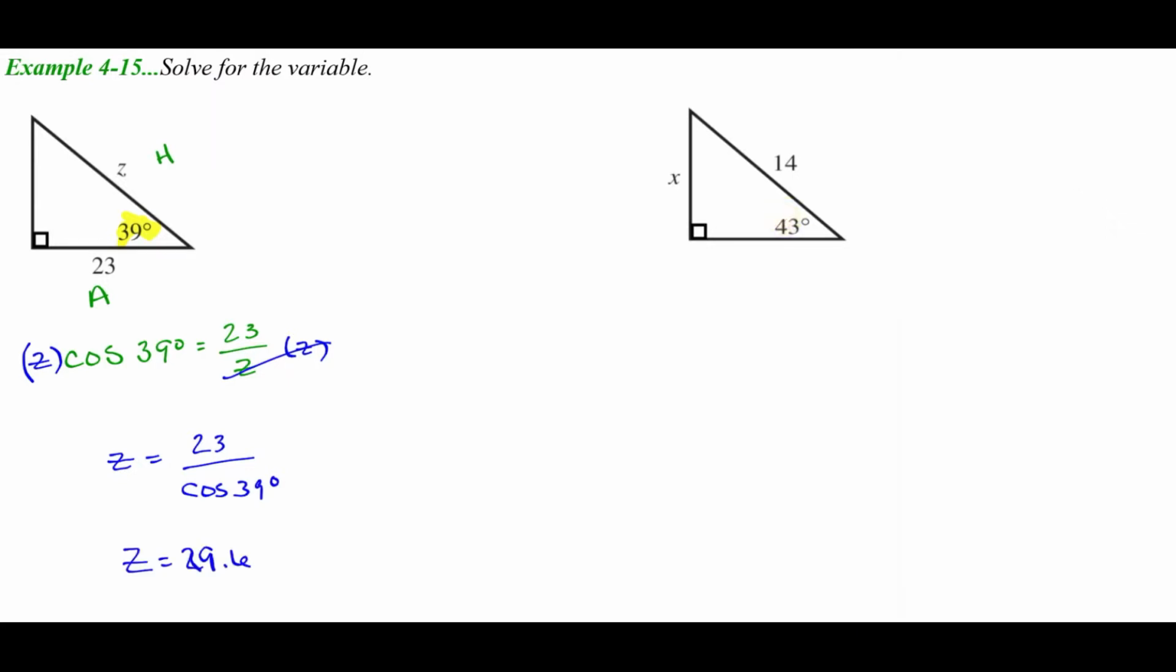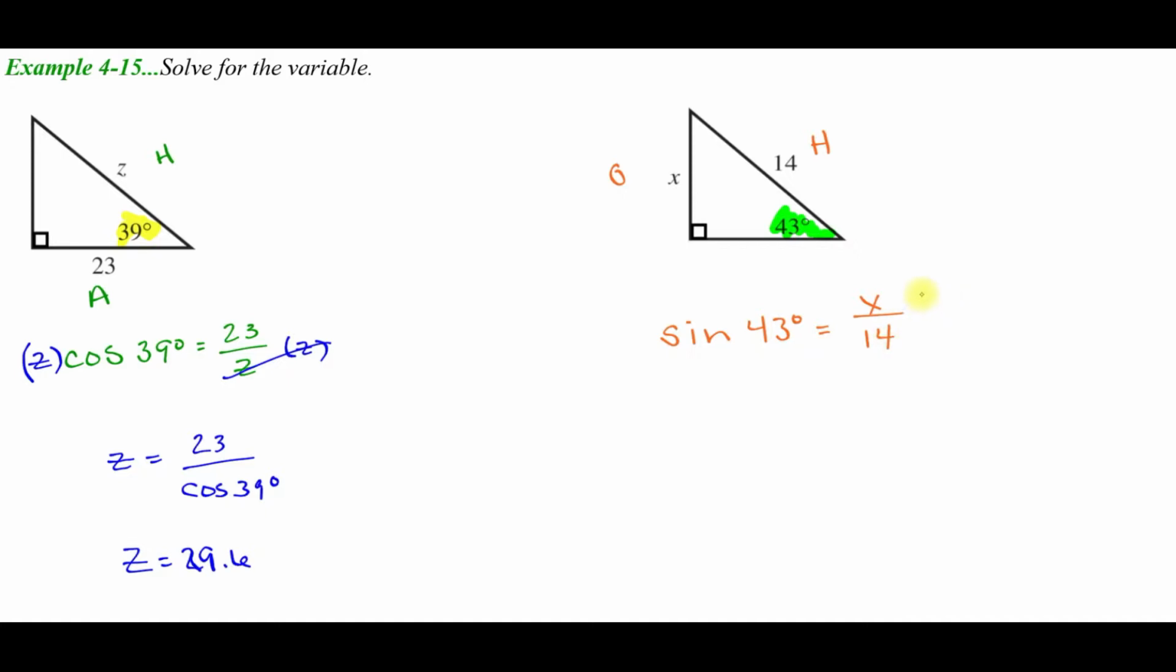Over here in the second example, again, I'm going to identify the 43 as my reference angle. You could find the missing angle at the top if you want and use that as your reference angle, but that's just another step where you could possibly make a calculation error. Again, I'm going to label these. X is the opposite side, 14 is the hypotenuse. So thinking about my right triangle trig ratios, this time I'm going to use sine because it's opposite over hypotenuse. So sine of 43 degrees equals my opposite side, which is the variable, over my hypotenuse, which is 14.